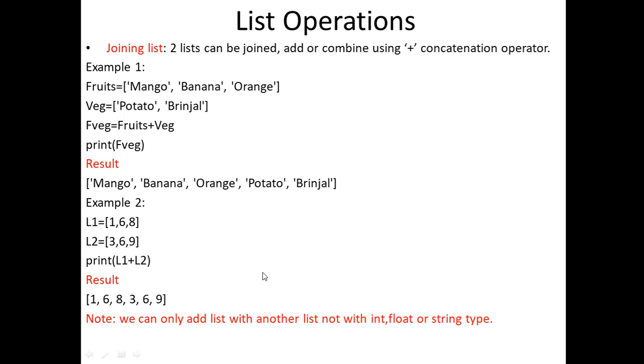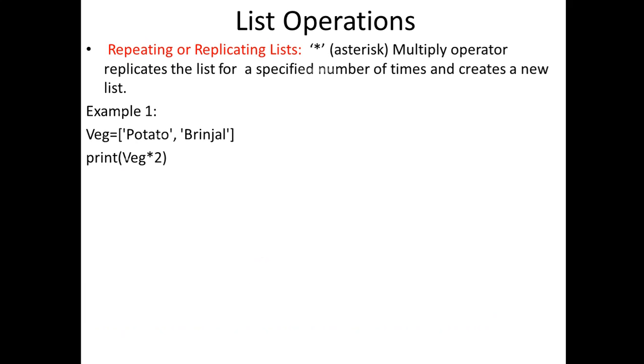You can try it in the system. Second operation of list is repeating or replicating. And the symbol that will be used for replicating is asterisk, which is known as the multiply operator. You are using this operator as a multiplication operator, which replicates the list for a specified number of times and creates a new list. When you specify this asterisk with any integer and the list, then it will replicate till the specified number of times that you are mentioning.